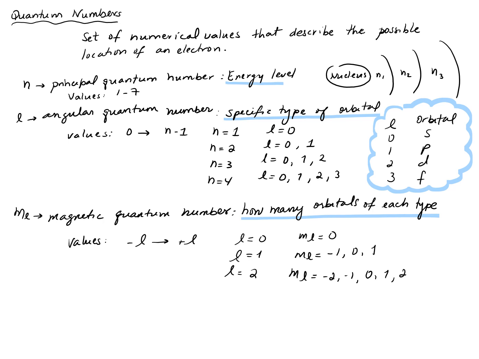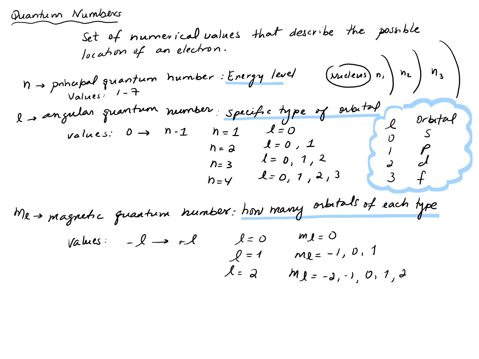The second one, letter L, represents the angular quantum number. Now, this quantum number is telling you the specific type of orbital that you have. You can get the numerical value of L if we know the numerical value for n. So the value for L is a number from 0 all the way to n minus 1. So if, for example, the numerical value for your principal quantum number is 4, you can have four possible values for L, starting at 0, 1, 2, and 3.